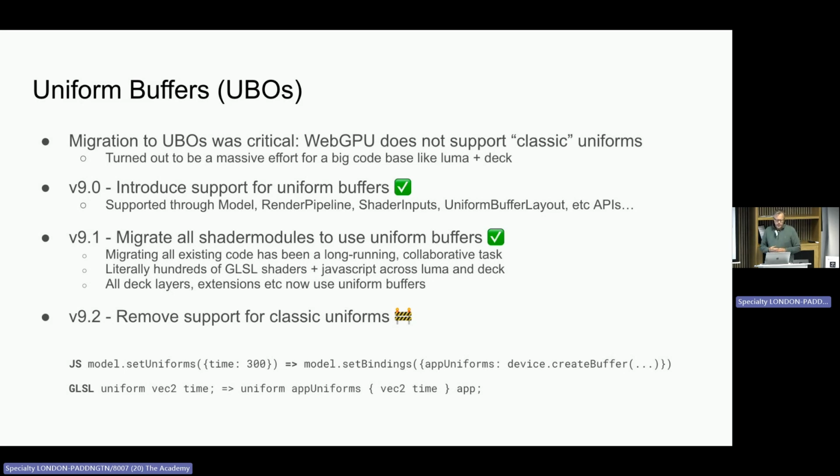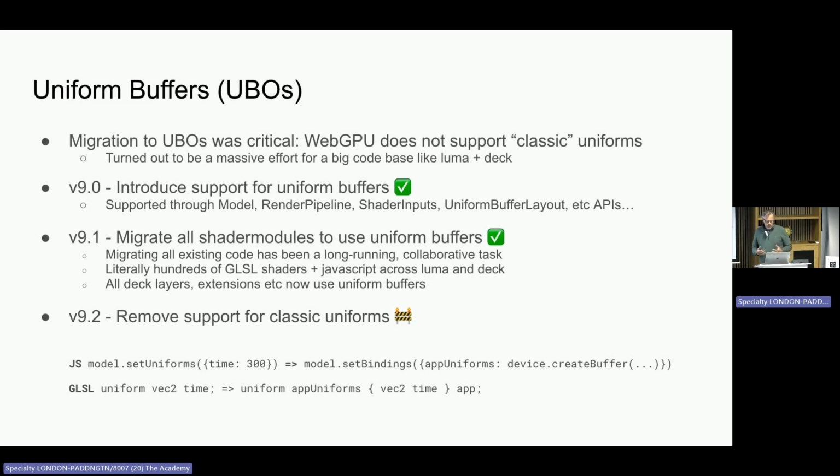So this has been an absolutely massive effort. And in 9.0, we introduced, obviously, the support for uniform buffers and implemented it on WebGL and WebGPU. It's supported through the API. There's the render pipeline, and then we have the more powerful model class that supports it. We created a new shader inputs class to deal with it. We have these uniform layout classes that help us do the precise layouting and so on.